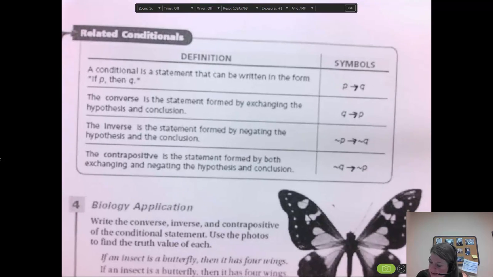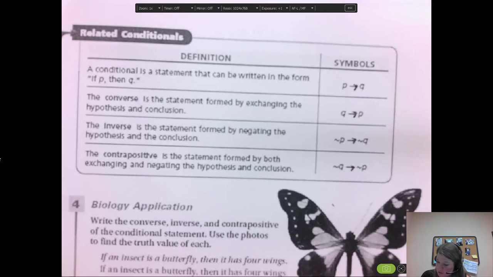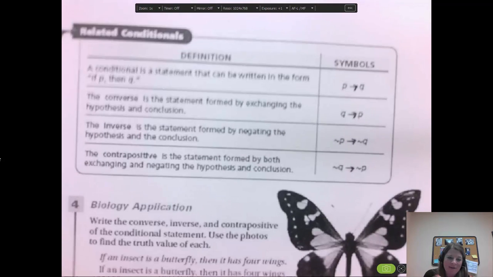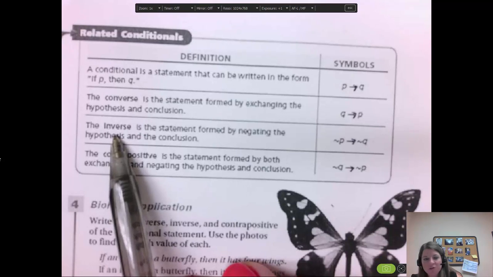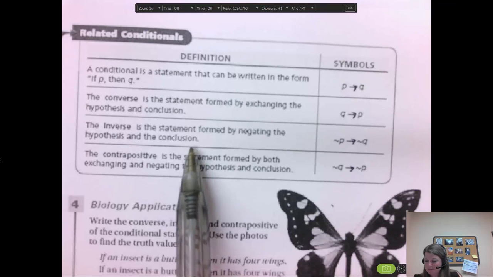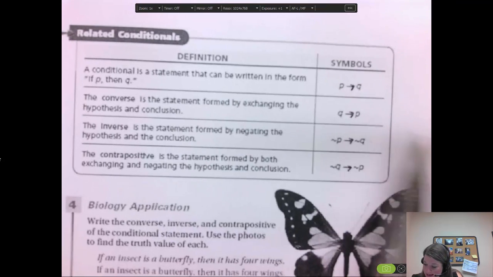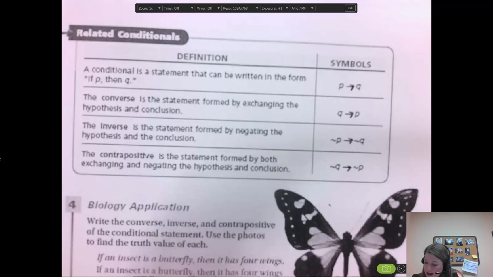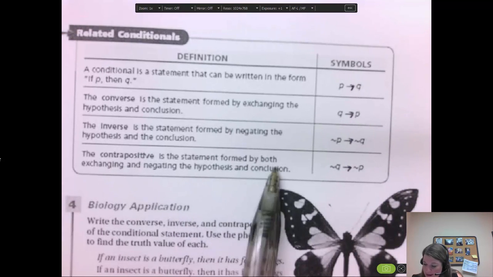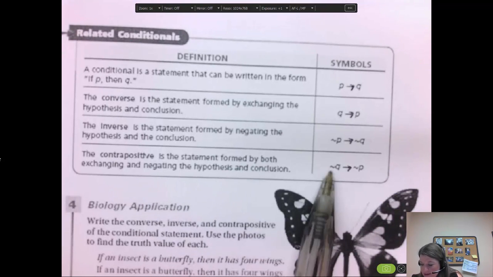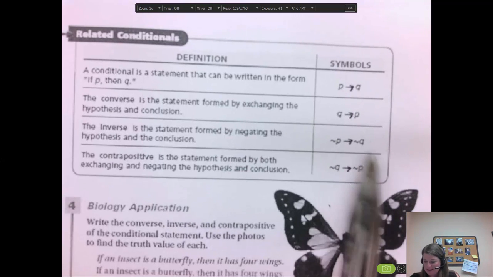The inverse is a statement formed by negating the hypothesis and the conclusion. So negating, you change it to be the negative of what you came up with. So the inverse would be switching both the hypothesis and the conclusion to be negative, like opposite. Negating is written with this little squiggly symbol: not P implies not Q. The contrapositive is the statement formed by both exchanging and negating the hypothesis and conclusion. So then you're applying that the negative of Q implies the negative of P.